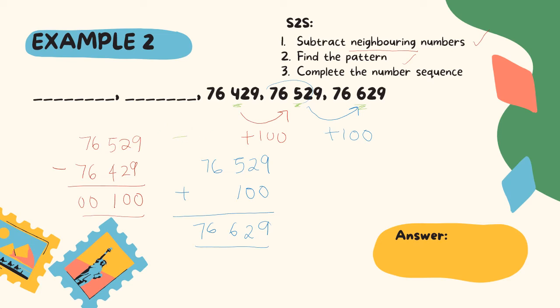No. You are going to subtract 100 to get the second number. So let's take this number right here, 76,429. We're going to subtract 100. So we have 9, 2, 3, 6, 7. So the second number is 76,329.